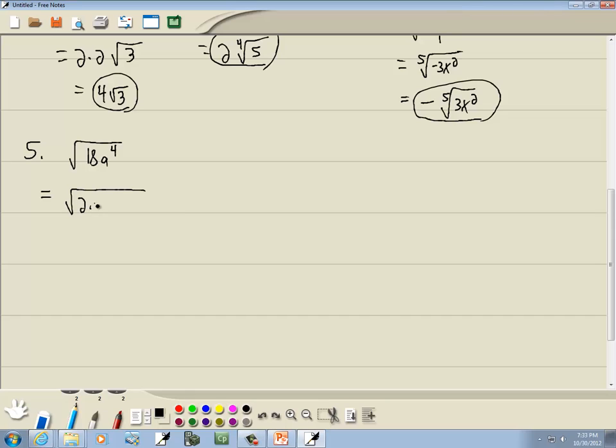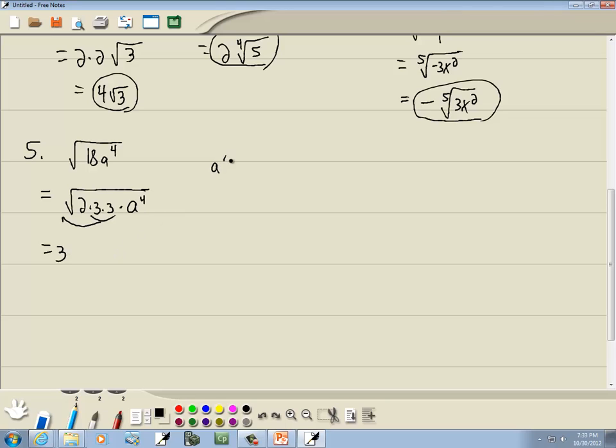18 is 2 times 3 times 3. Now a to the 4th, we'll come back to that. First, let's look at the numbers. Here's a pair of 3's, so those are going to come out as a single 3.